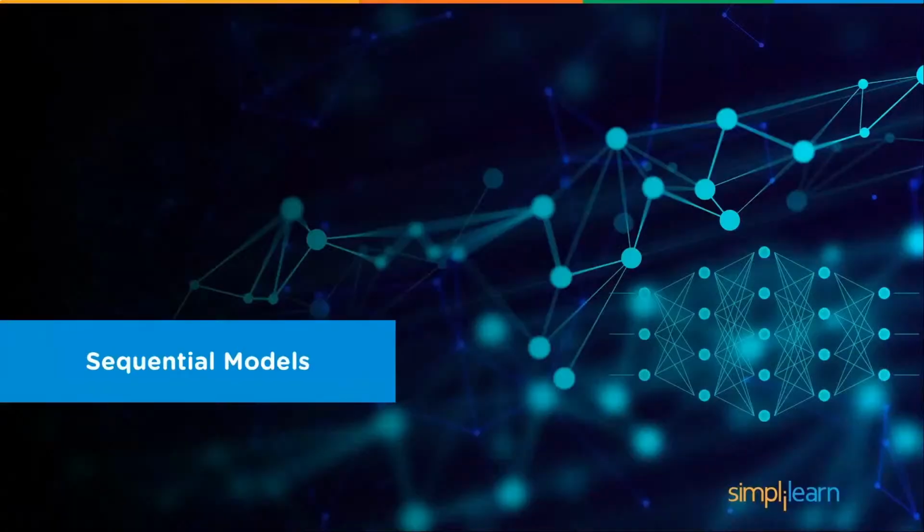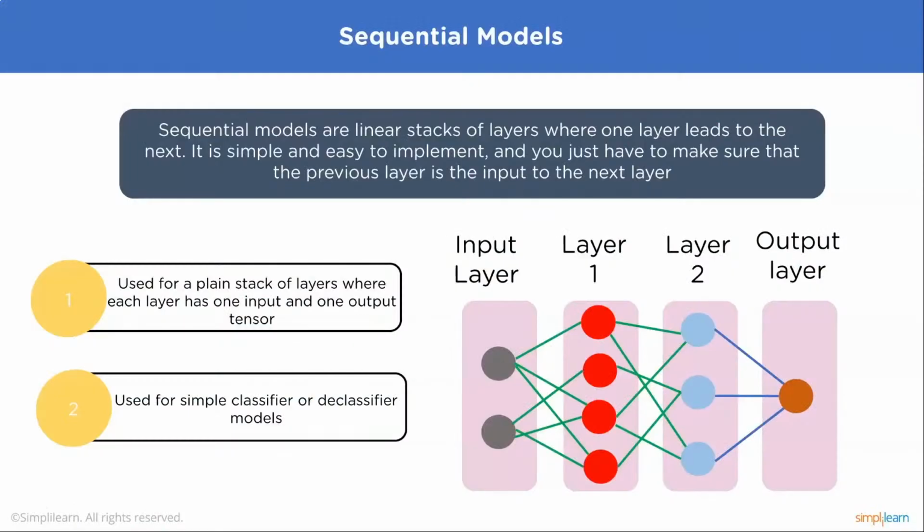So sequential models. So what makes this a sequential model? Sequential models are linear stacks of layers where one layer leads to the next.